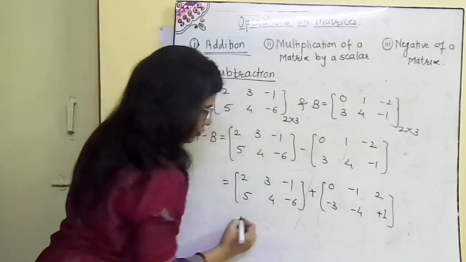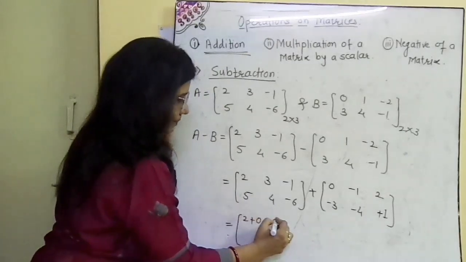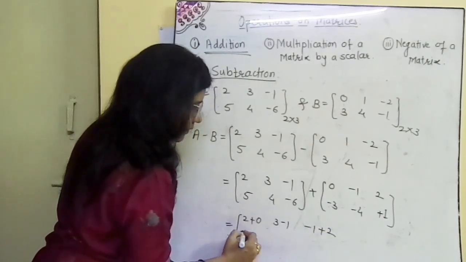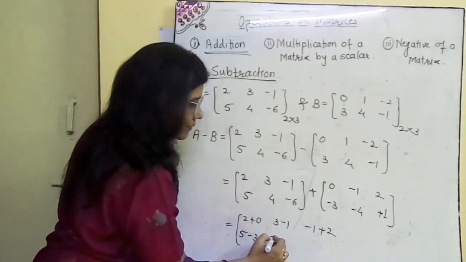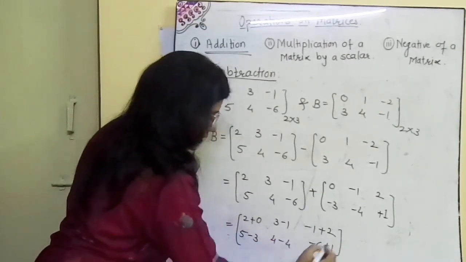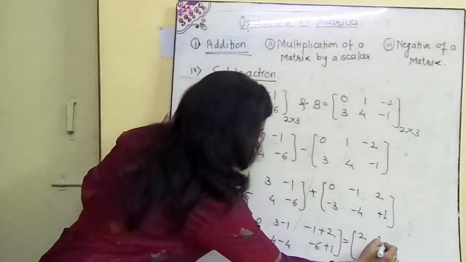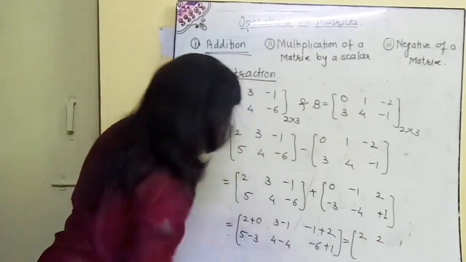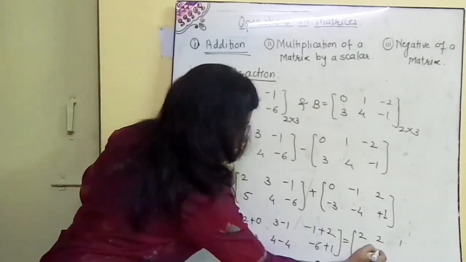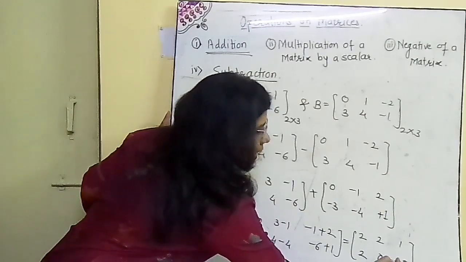Now do the addition as we had done: 2 plus 0, 3 minus 1, minus 1 plus 2, 5 minus 3, 4 minus 4, minus 6 plus 1. So 2 plus 0 is 2, 3 minus 1 is 2, minus 1 plus 2 is plus 1, 5 minus 3 is plus 2, 4 minus 4 is 0, and minus 6 plus 1 is minus 5. So this is the answer.